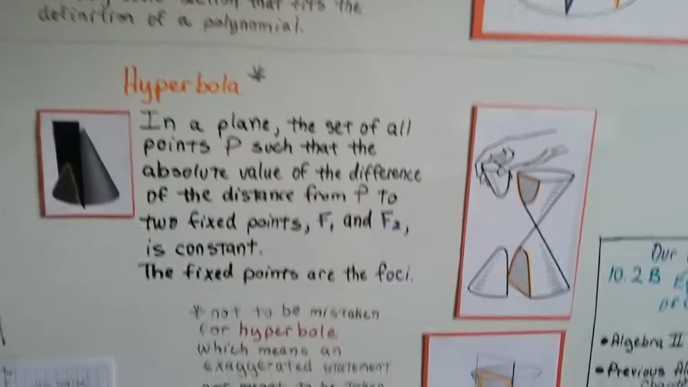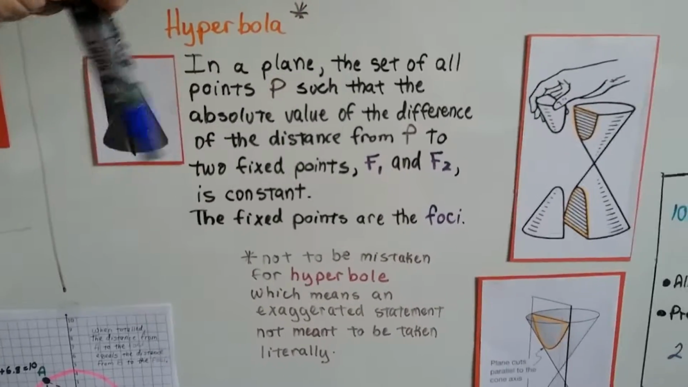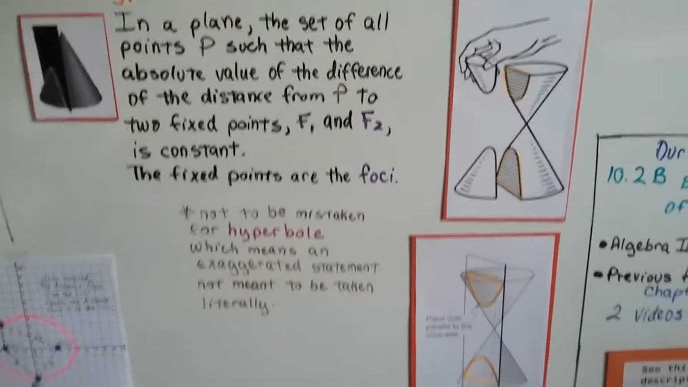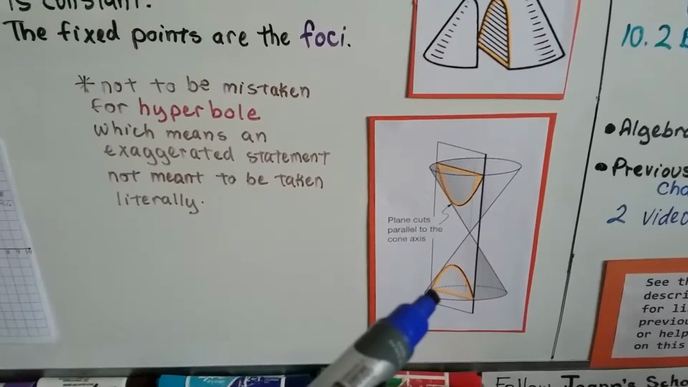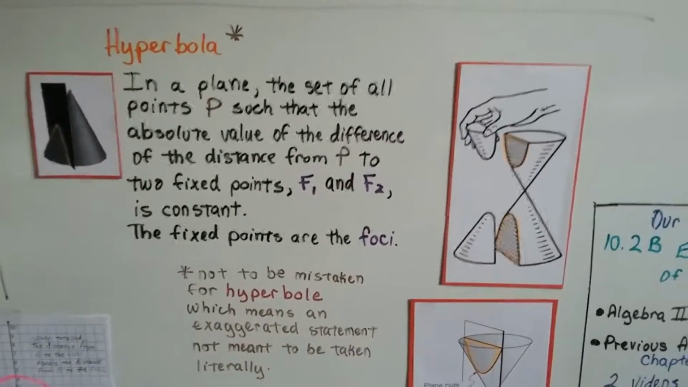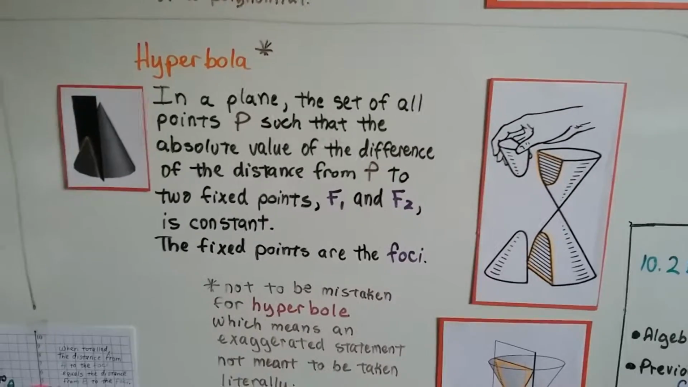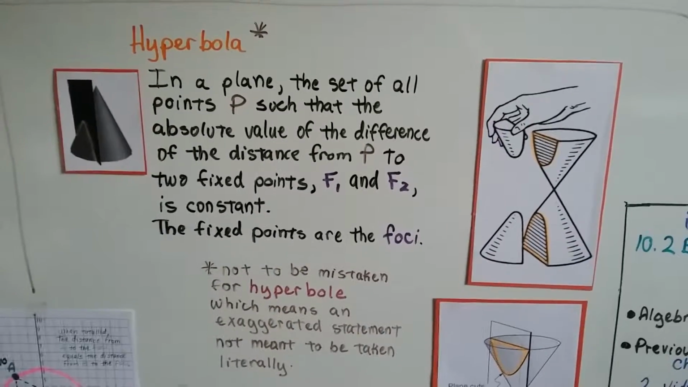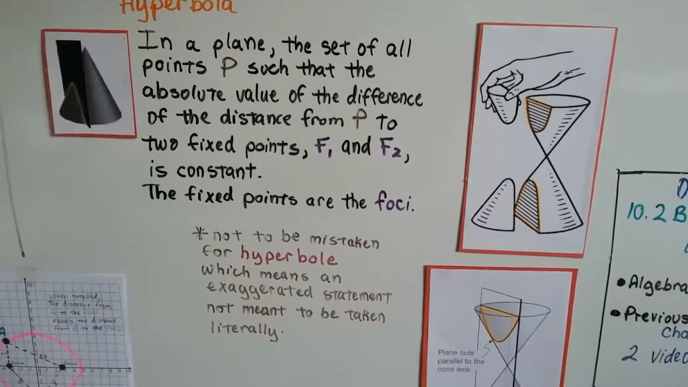Then we have a hyperbola. And a hyperbola is like a plane cutting through the side of the cone. See? Like this. That makes a hyperbola, going straight up and down when we cut. See? Here's another one. It cuts parallel to the cone axis. See that? In a plane, the set of all points P, such that the absolute value of the difference of the distance from P to two fixed points, f sub 1 and f sub 2, is constant. So to the focus, it's constant. And the fixed points are the foci.